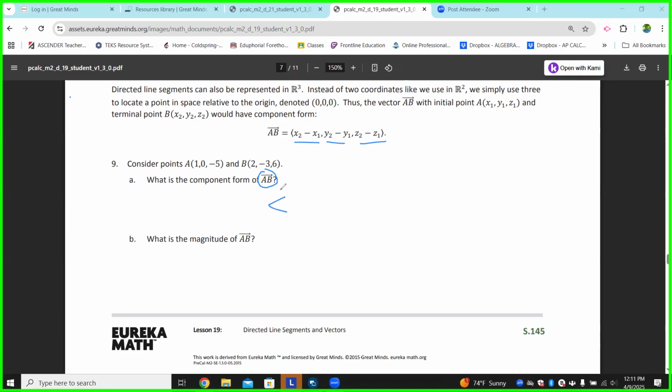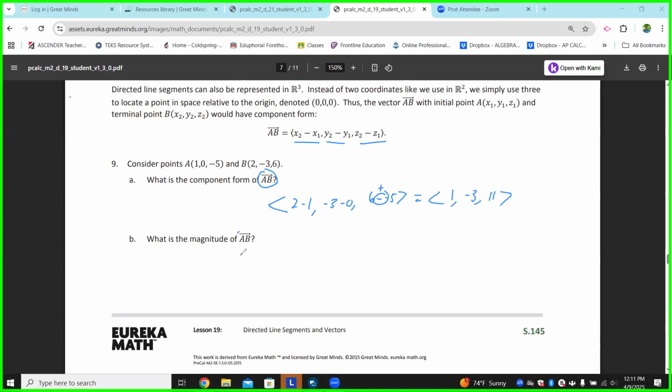So when I'm looking for the component form of this, I just take the terminal point, which is the second number, minus the first number. So in this case, this is going to be 2 minus 1, -3 minus 0, and 6 minus -5. And when we do that, what's 2 minus 1? 1. What's -3 minus 0? And 6 minus -5? Heard it? 11. Two negatives make a positive, so this will be 11. But notice it's the same process as two-dimensional. We just have that third number there.